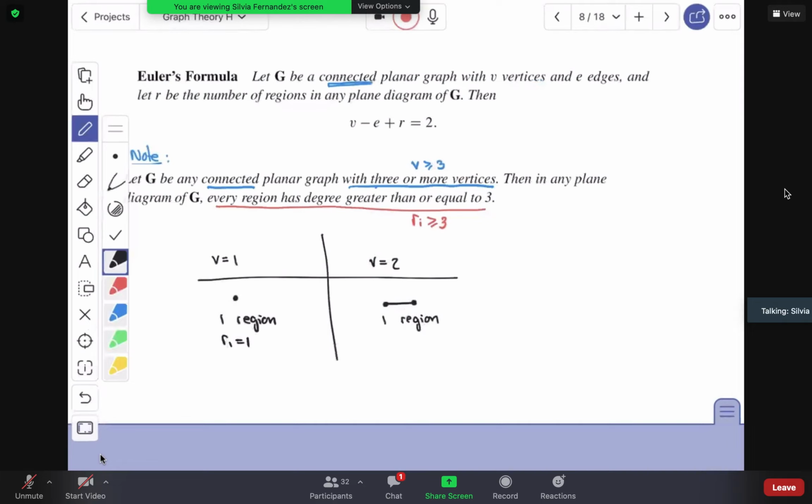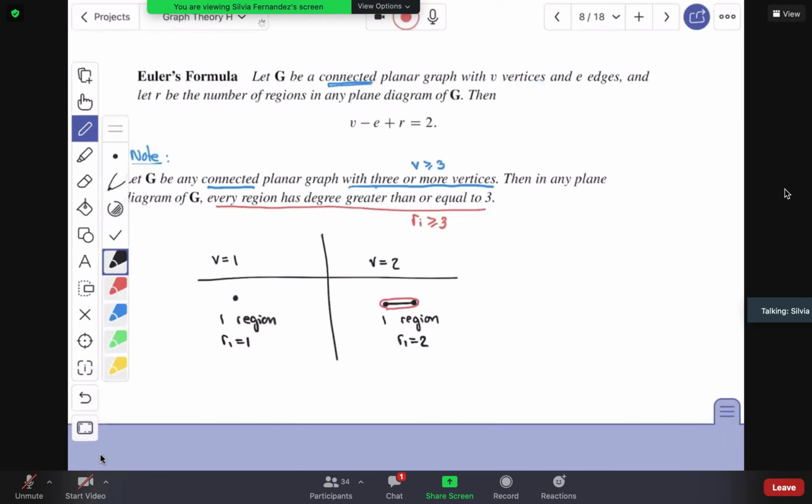And the regional degree, remember, is I need to start walking around the boundary until I go back to my original. So the regional degree is 2. So this node, that's why it's important in this node to say that there are at least 3 vertices. If we have 1 or 2, something weird can happen, but it's just 2 different graphs, right? So we can deal with them separately.